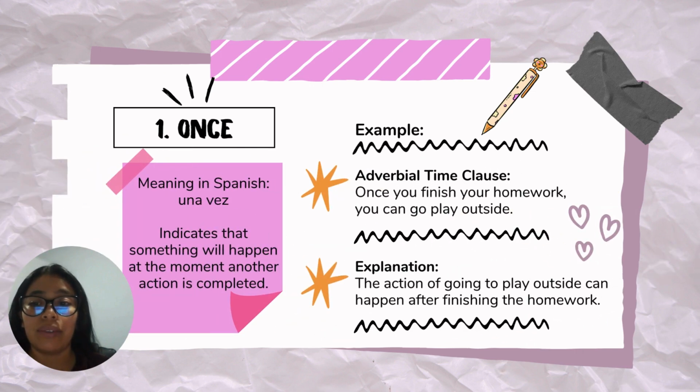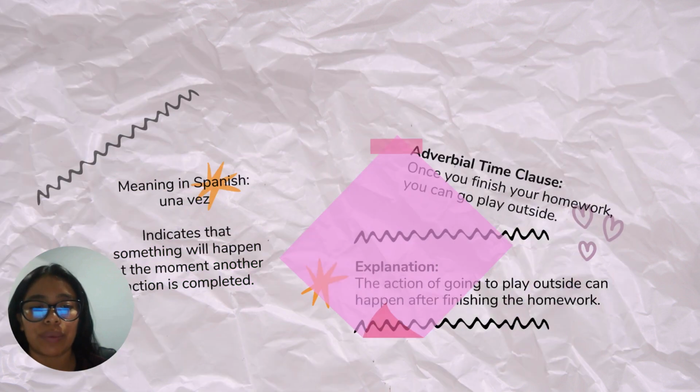Below, I will give an explanation of each conjunction and examples of adverbial time clauses with each one. Once, meaning in Spanish, una vez, indicates that something will happen at the moment another action is completed. Example, adverbial time clause: once you finish your homework, you can go play outside. Explanation: the action of going to play outside can happen after finishing the homework.